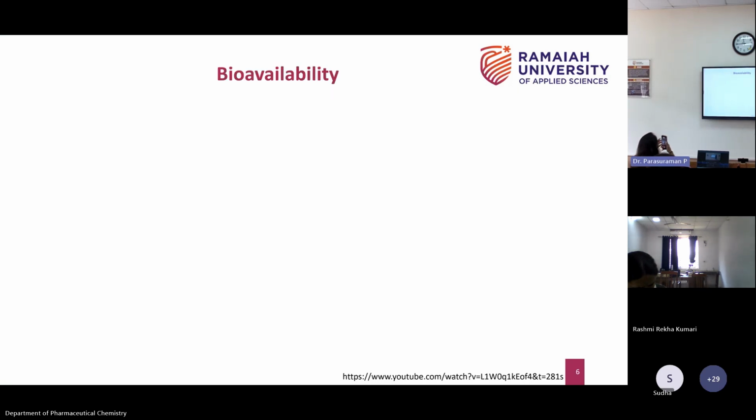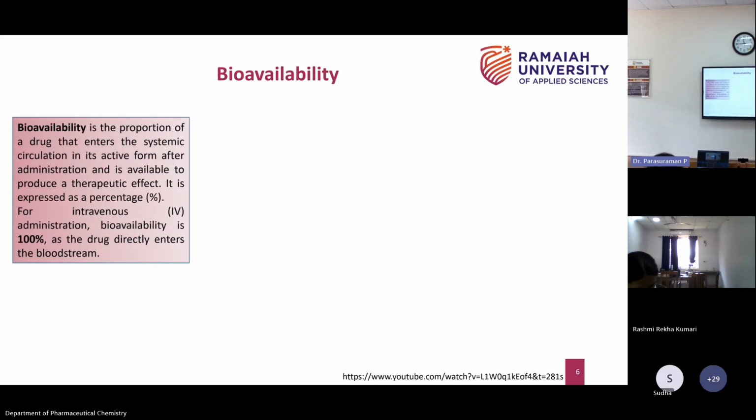While describing absorption, one thing came to my mind, that is bioavailability. Bioavailability is the proportion of drug which enters the systemic circulation in its active form. Active form means without being metabolized, and it shows the therapeutic effect. It is expressed as a percentage.